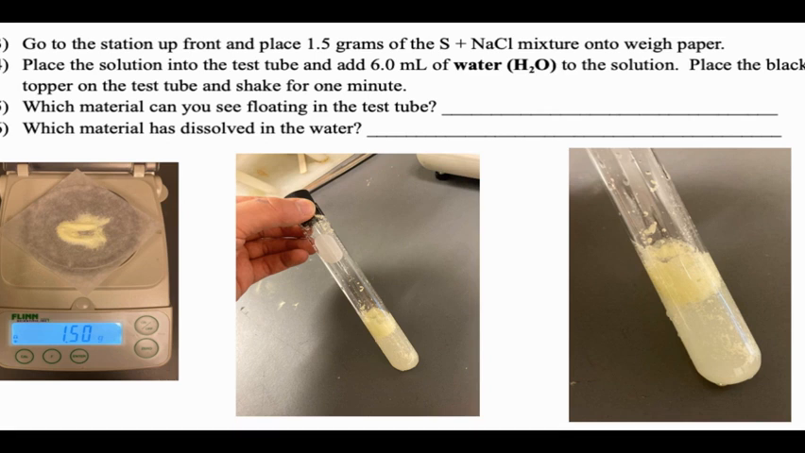Over here on the right, you can see a zoom-in picture of the result of your test tube. Question number 5 asks you to answer, which material can you see floating in the test tube, which would be that yellow substance that you see floating on the top. And question number 6 asks, which material has dissolved in the water, which is that crystal-like watery solution that you see in the bottom.